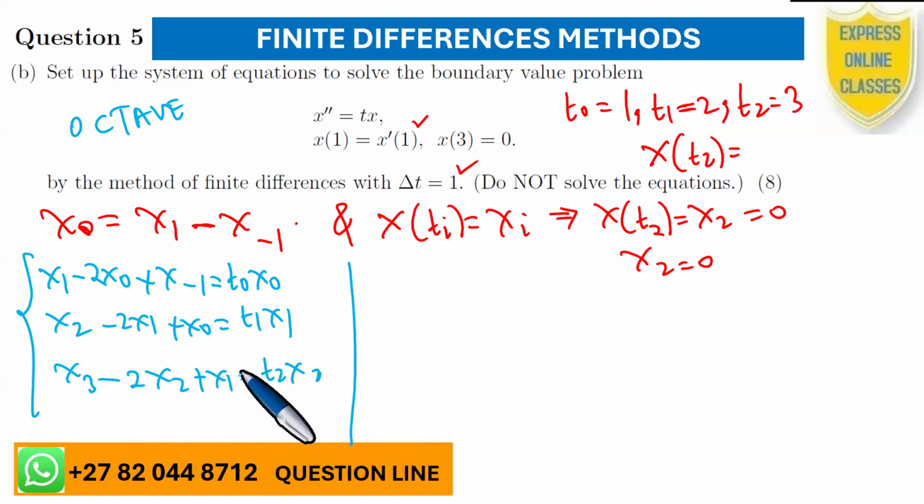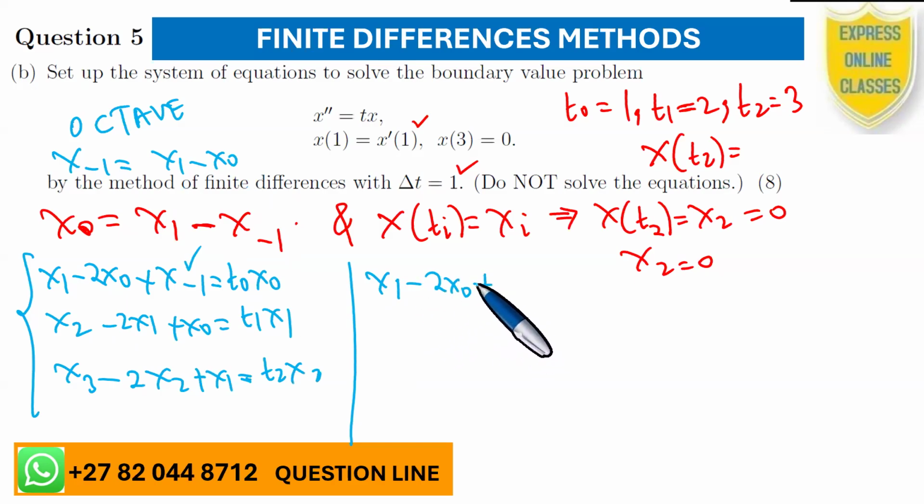So now let us substitute everything we've got. We have x1, but what is this? This is x1 minus x subscript minus 1. You can use it here. Okay, but the objective of this is to remove the negative subscript. So which means that we can say x subscript minus 1 is equal to what? It's equal to x1 minus x0. That's what we're going to use here, which means x1 minus 2x0 plus the x1 minus x0.